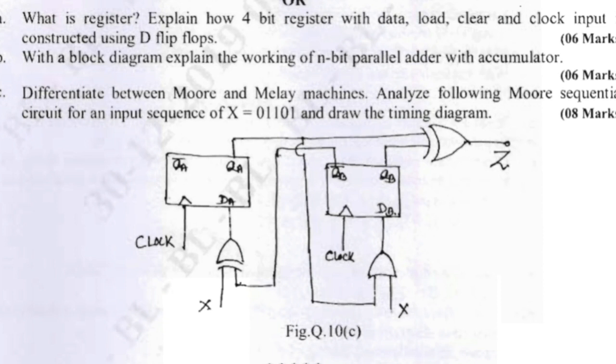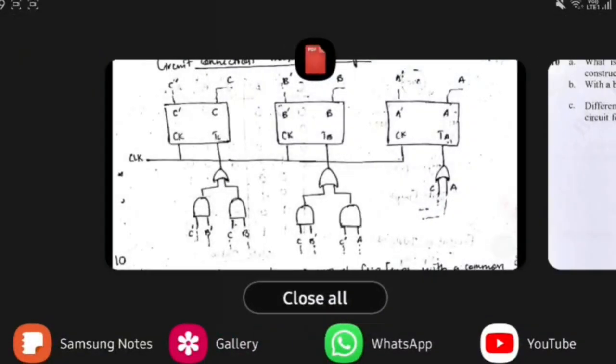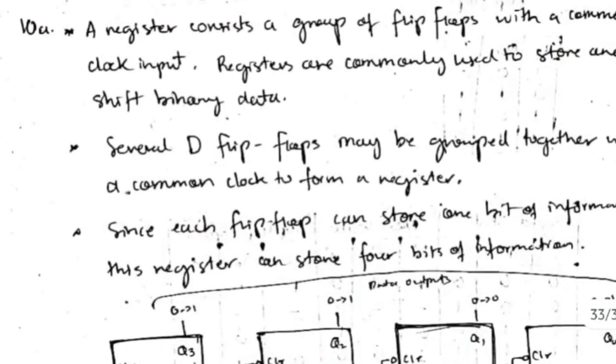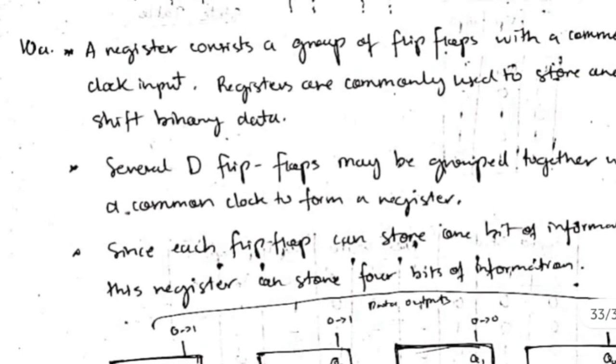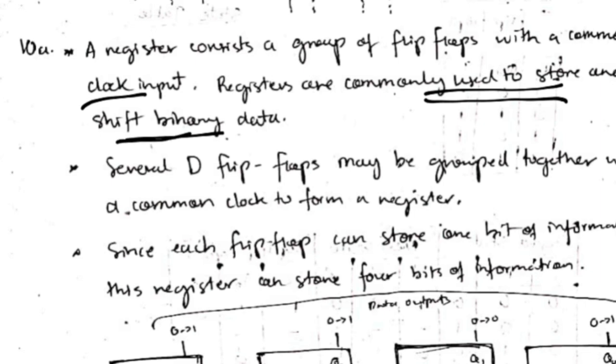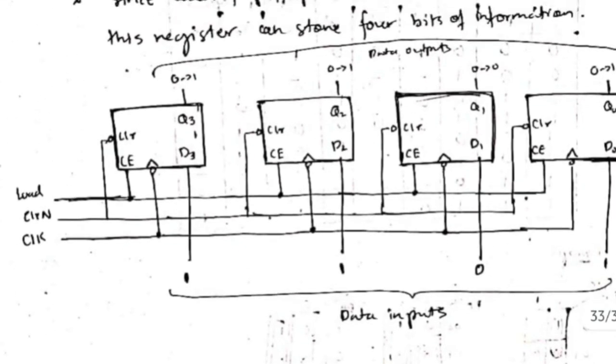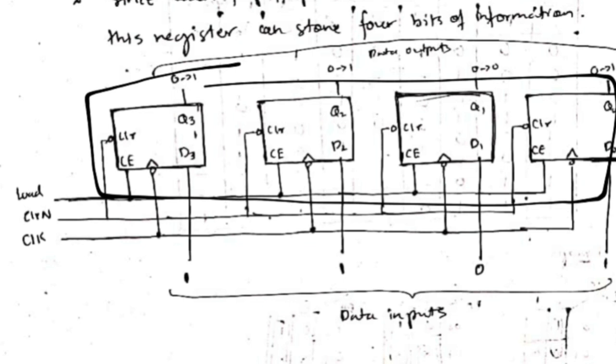And in the next question we have been asked what's a register, and to explain how a 4-bit register with data, load, clear and clock input is constructed using D flip-flops. So let's see what a register is. A register is nothing but a group of flip-flops with a common clock input, and they are used to store binary data. And this is the diagram for a 4-bit register. In this we have load, clear and clock.